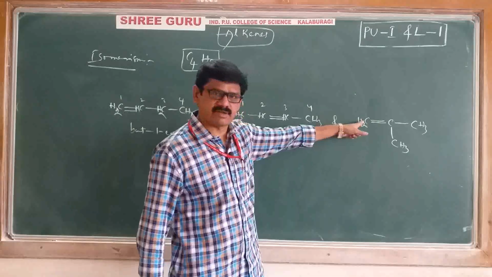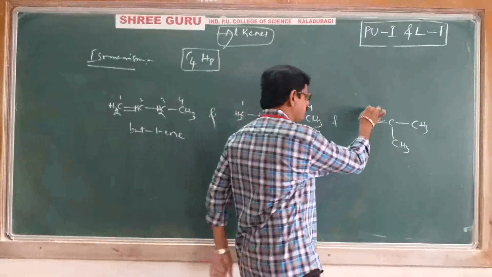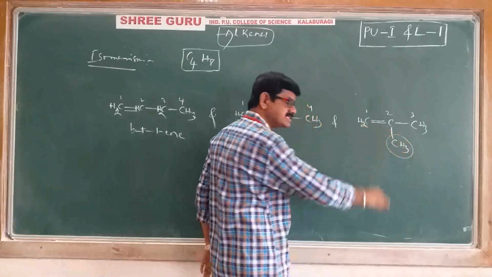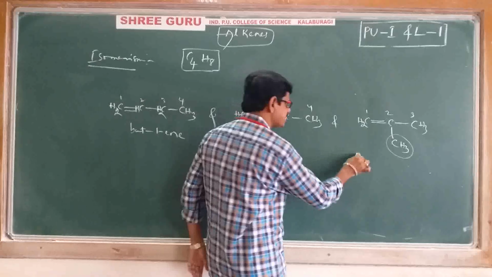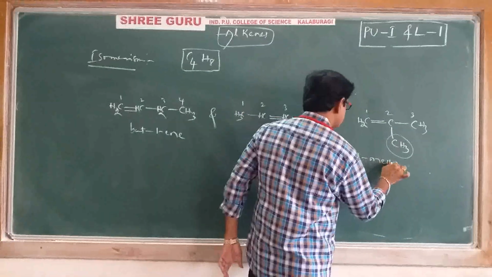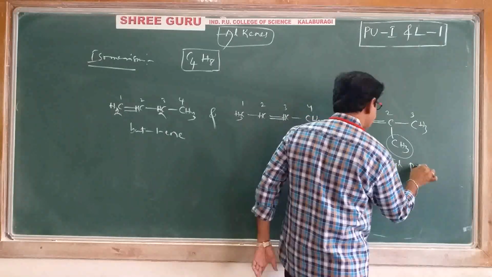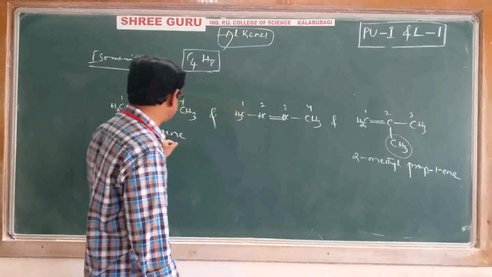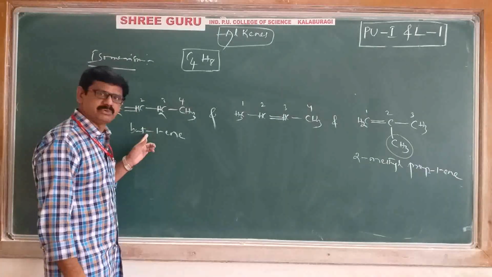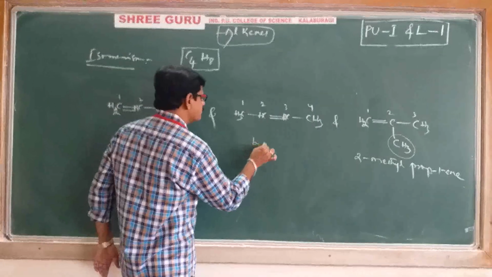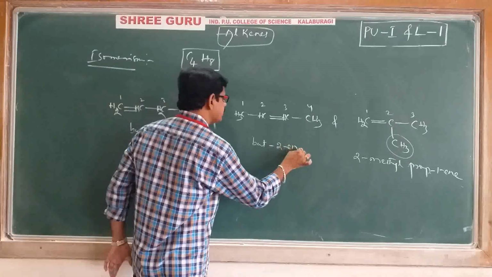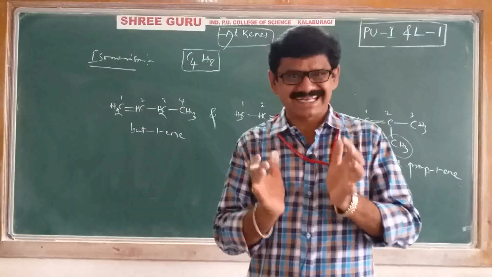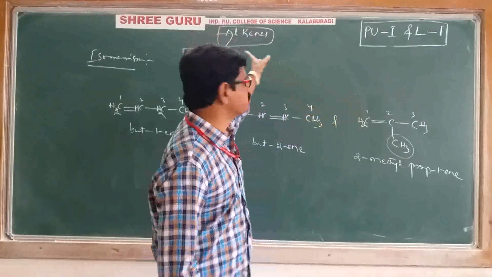Where the double bond is there, from that carbon only we'll start the numbering. 1, 2, 3. Its IUPAC name is, of course, it is a branch. Its IUPAC name is 2-methyl prop-1-ene. We'll write this name already. We have written but-1-ene and its name is but-2-ene. Like that, total 3 possible structural isomers exist for this butene.